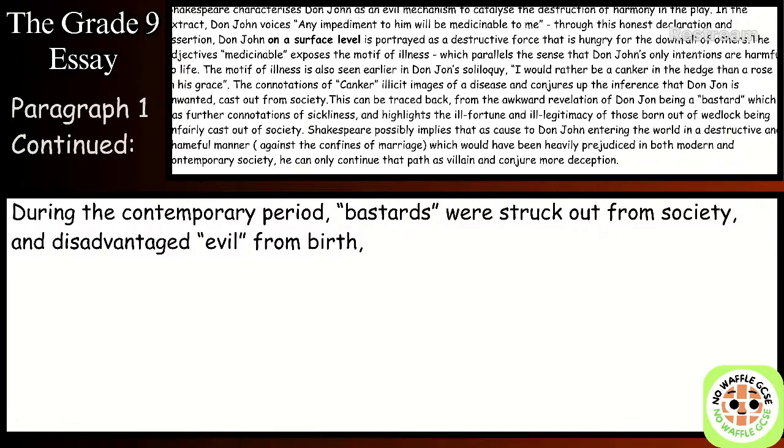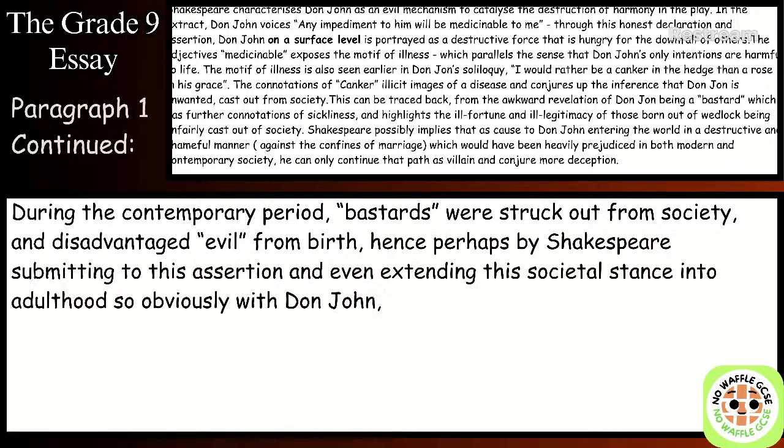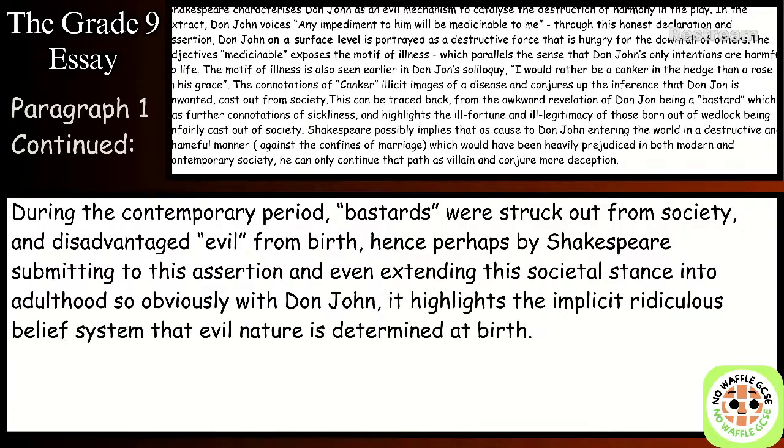So it's interesting to comment on whether that is satire or not. During the contemporary period, bastards were struck out from society and disadvantaged, seen as evil from birth. Hence, perhaps by Shakespeare submitting to this assertion, he's suggesting that Don John should be cast out, and even extending this societal stance into adulthood. Because Don John is still evil now, and such an obvious villain character, it highlights the implicit, ridiculous belief system that evil nature is determined at birth.